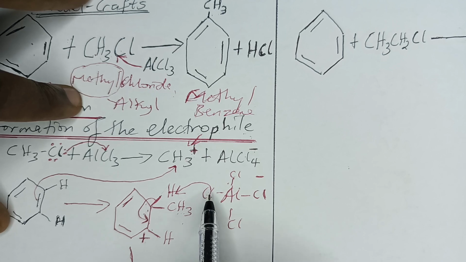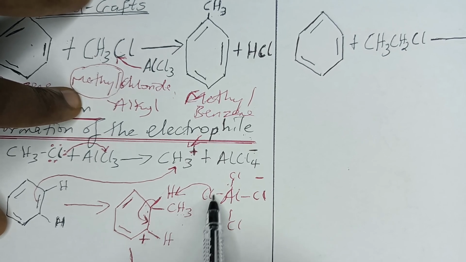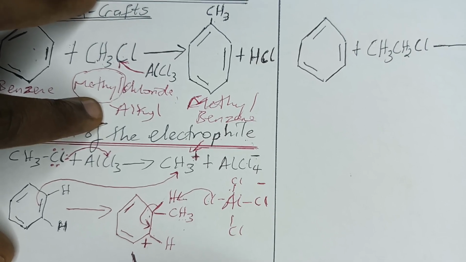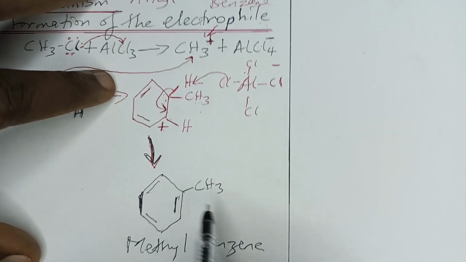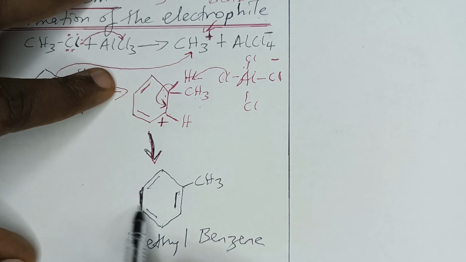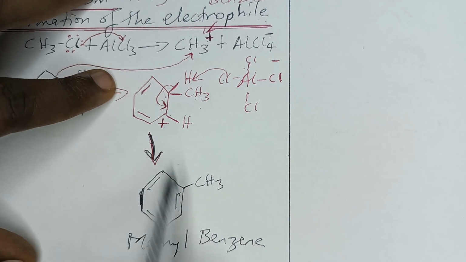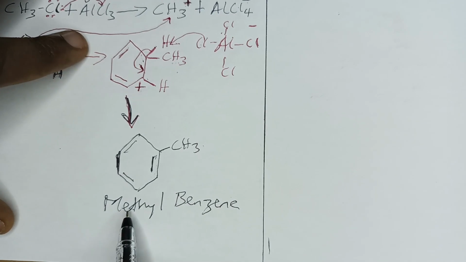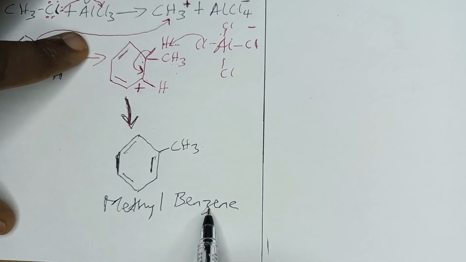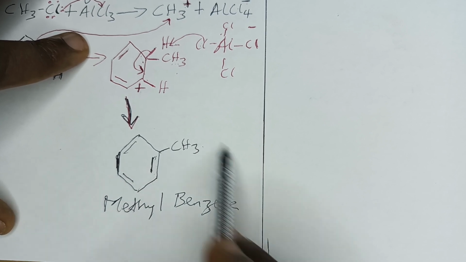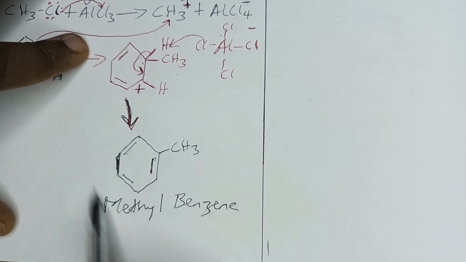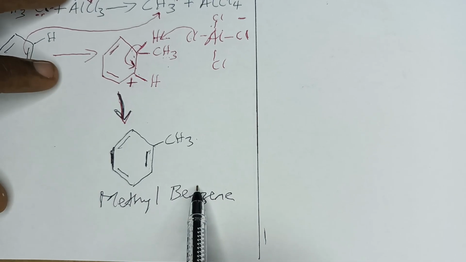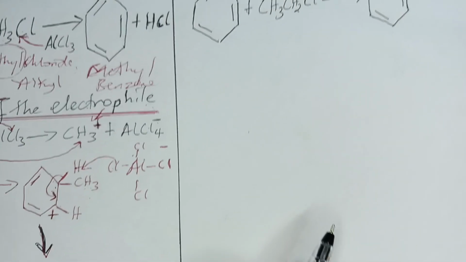So when this attacks this hydrogen, we have another product, which is the benzene ring again. You can see this has come back here. So we are having our CH3, and this is called methyl benzene. So this is an alkyl group on benzene. So we call it alkylation. Let's go for another similar thing.